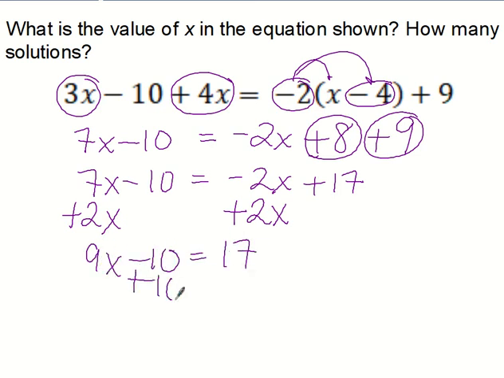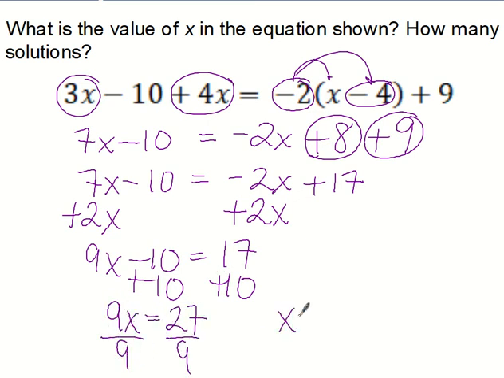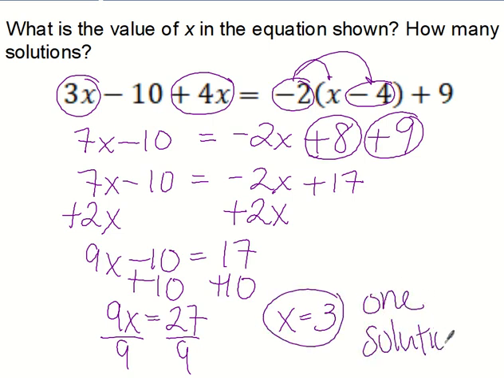I'm going to add 10 to both sides. We're going to get 9x equals 27. Divide by 9. We get x equals 3. This is a one solution. One number works. Okay, so when it says what's the value of x, it's 3. How many solutions? 1. Only one number works for this equation to make both sides actually equal to each other. To make them true is 3. So that's why it's a one solution.